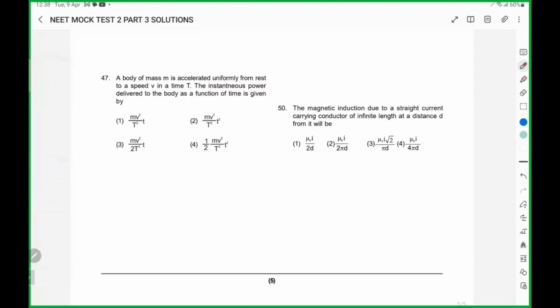A body of mass m is accelerated uniformly from rest. In time t seconds, it attains a velocity v. So v here is u plus at. From this, here u is 0, so a is v by t.